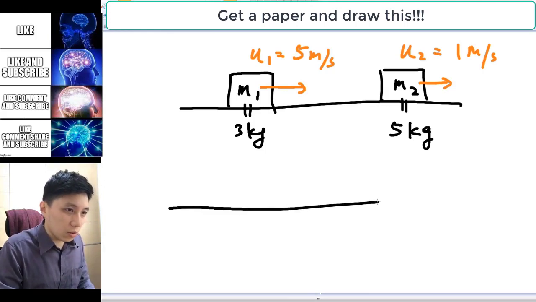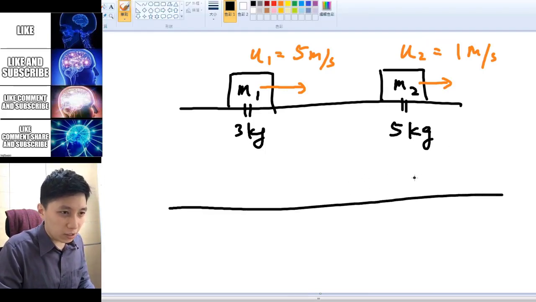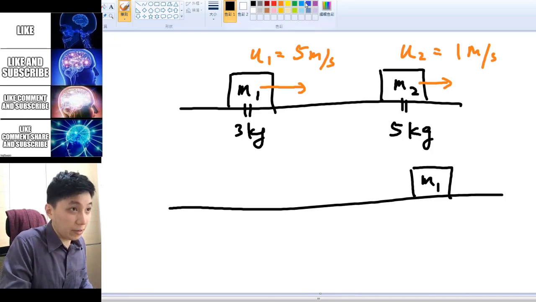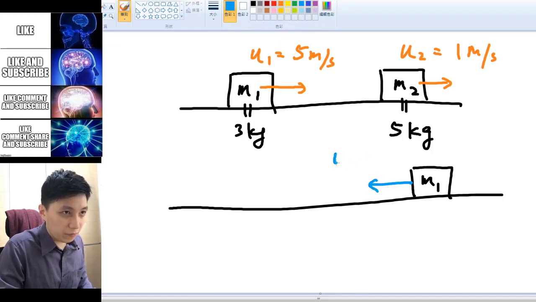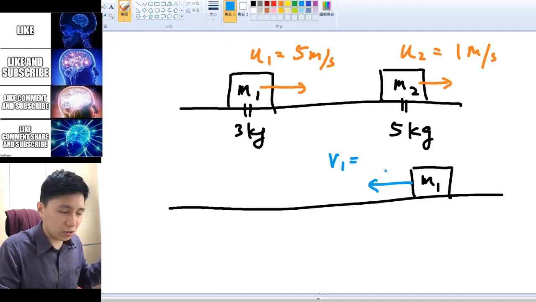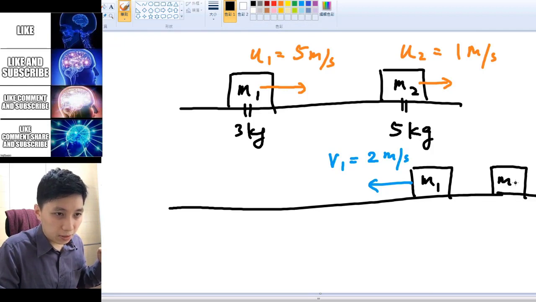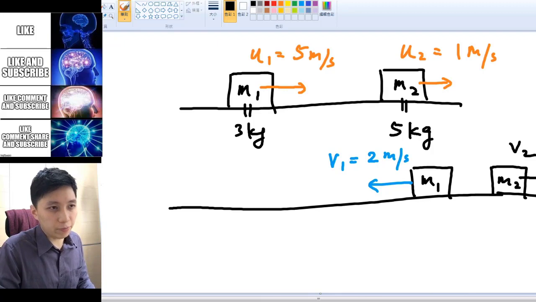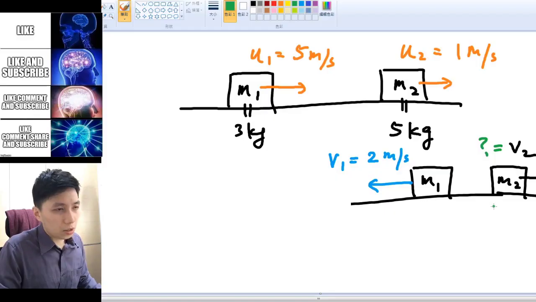And so let's just say what I know after they collide, m1 will bounce back. Okay, maybe I use another color. It will bounce back with a velocity that's going to the left, let's say 2 meters per second. And I want to ask you, so what happened to m2? Let's say it is going in this direction, and we define it as V2. So what would V2 be? Pause the video and try it yourself. A few moments later. Alright, let me try to do it.